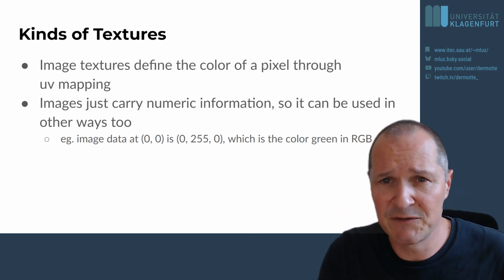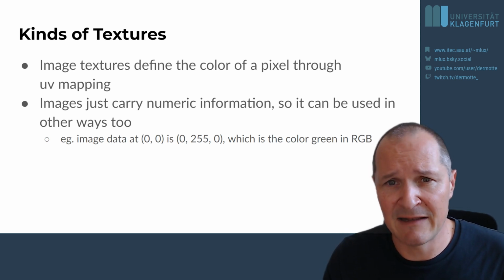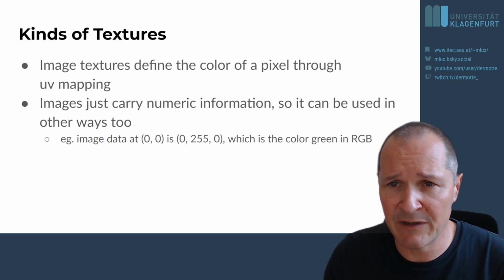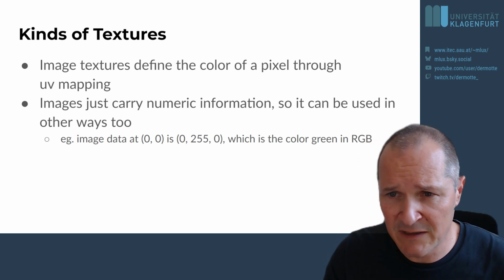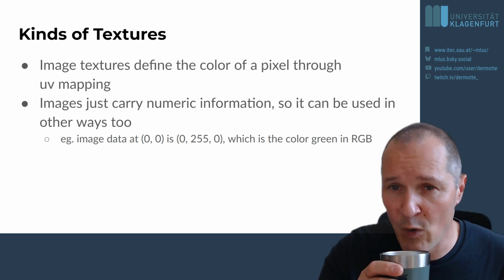These image textures define a color of a pixel through UV mapping. What we can also do is carry any numeric information which we can use in any other way. We just have to tell the rendering pipeline what it should do.